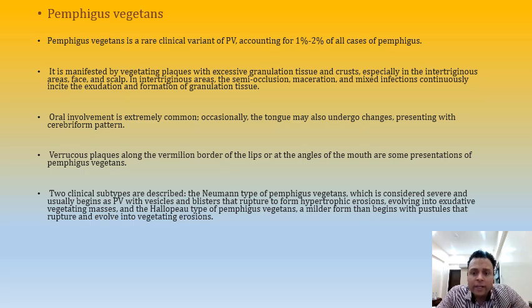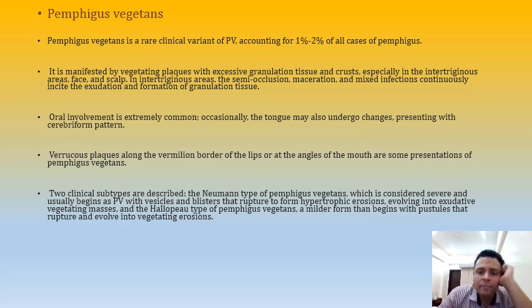Pemphigus vegetans we have already covered. This is almost 1 to 2%. We will be having verrucous plaques. Sometimes it can even form on the angle of the mouth or the lips. Neumann variety is the severe variety. Hallopeau variety is a benign variety. Neumann variety mimics pemphigus vulgaris with vesicles and blisters that rupture to form hypertrophic lesions, exudative vegetating masses, a very severe variety. Hallopeau is a mild variety, beginning with pustules and rupturing to only vegetating erosions. So they ask you what the severe variety is: the Neumann variety. Hallopeau is the less severe variety.